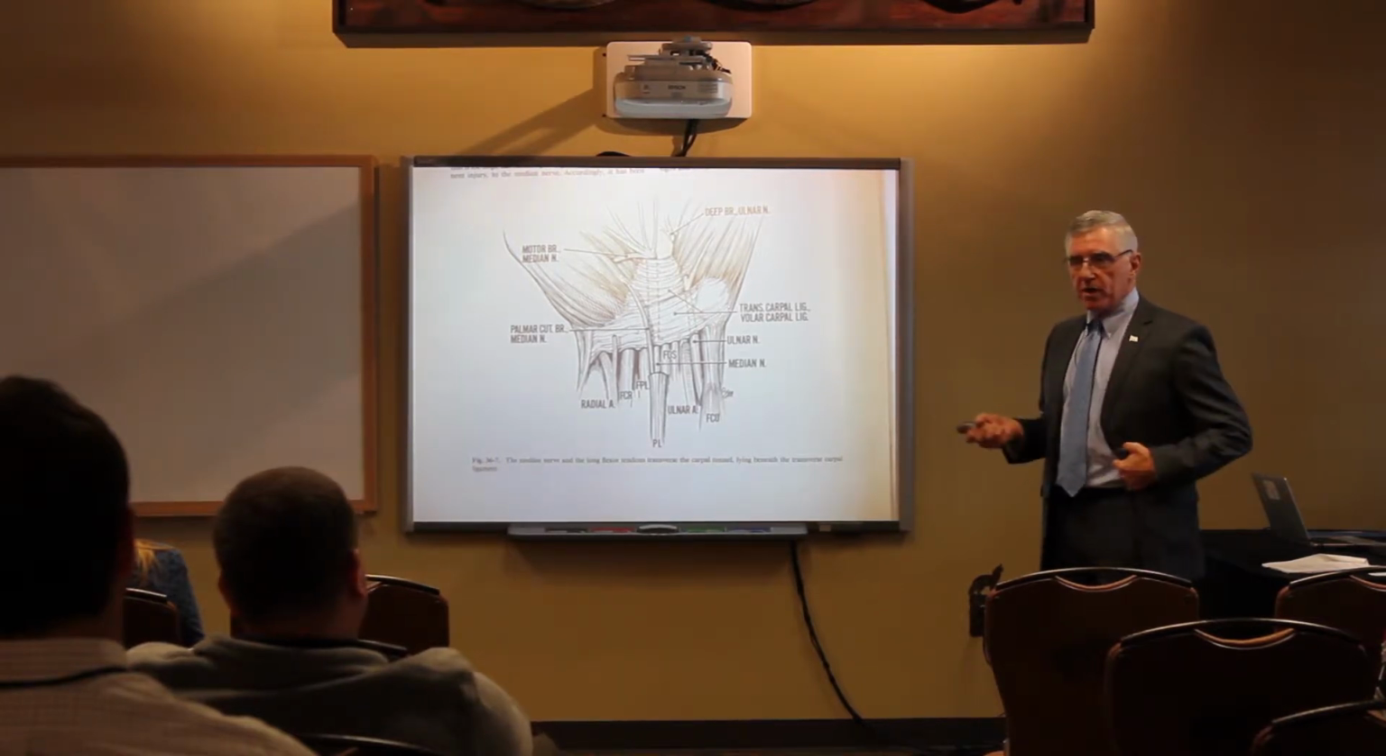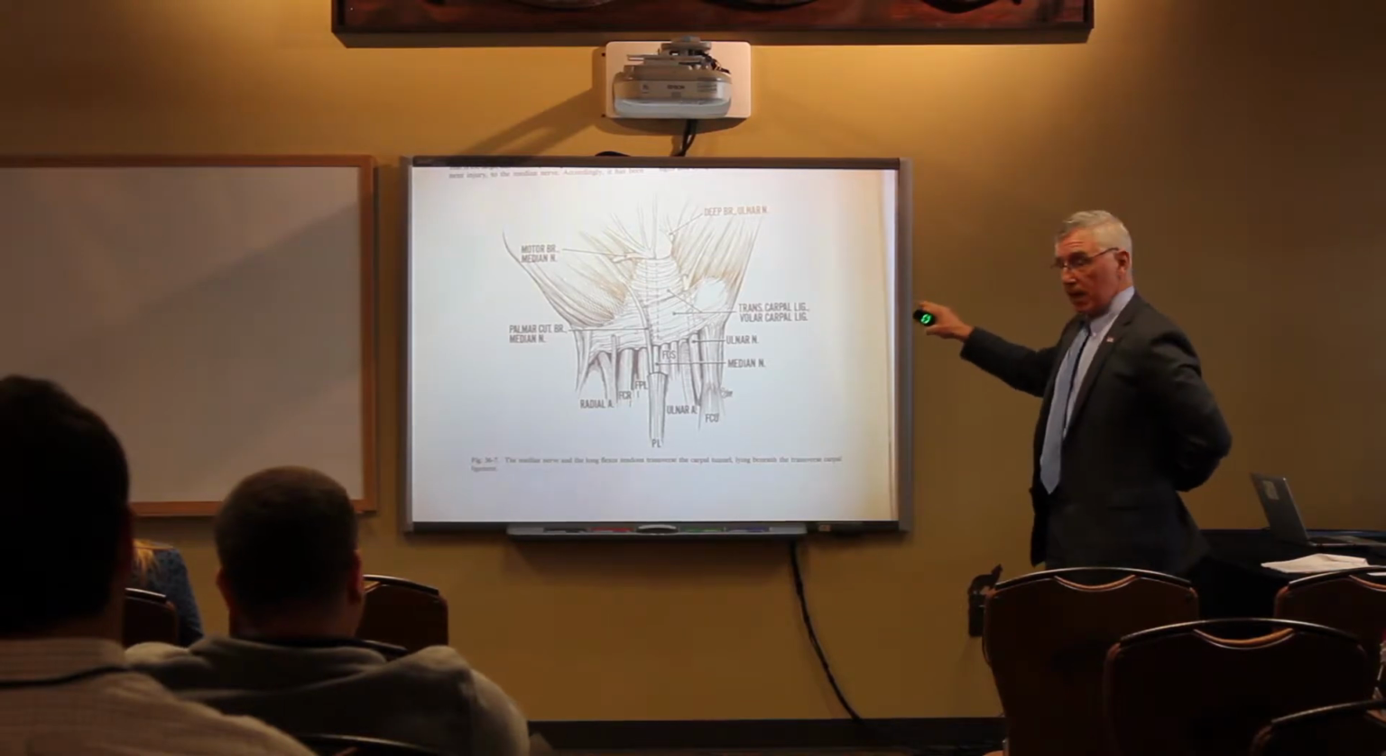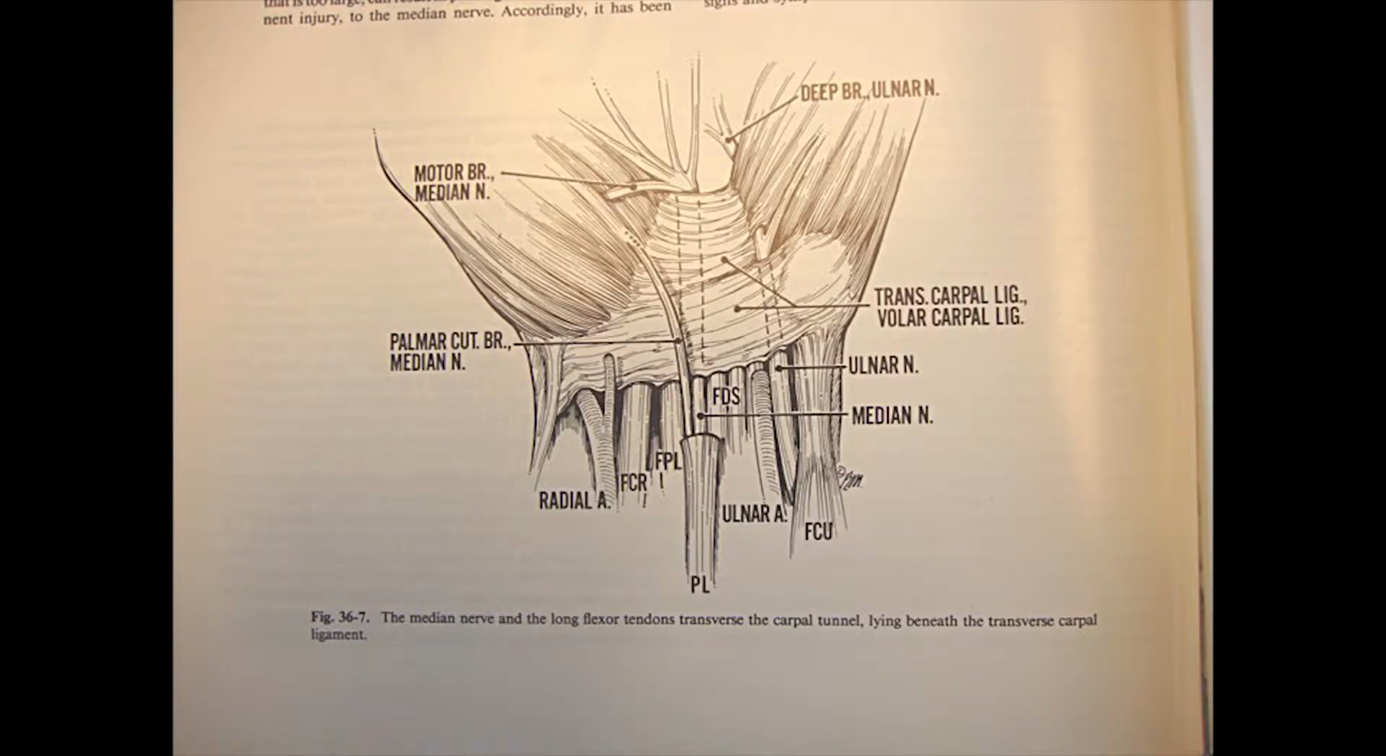There's an anatomical reason for that, if the pathology is truly in the wrist by itself. There's also an interesting thing here. It's called the palmar cutaneous branch of the median nerve. This comes up and it just provides sensation to the palm of the hand in the thenar region.